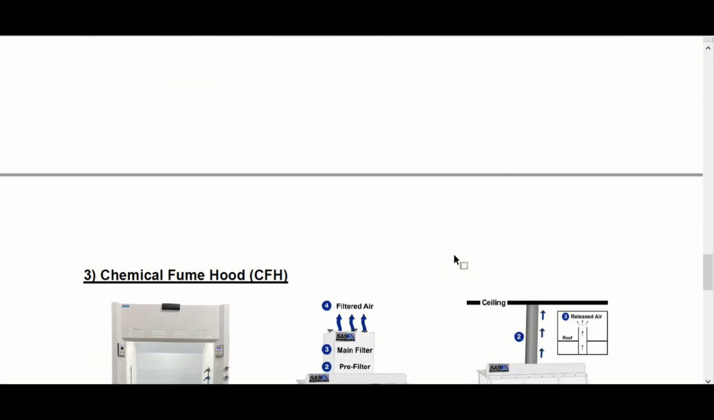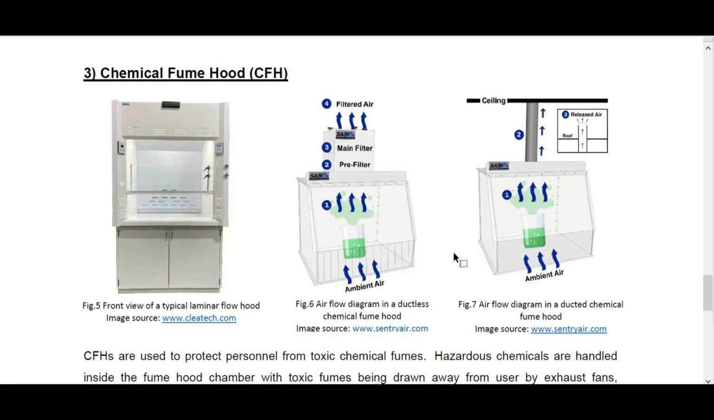Lastly is the chemical fume hood. As the name suggests, it's used for chemical experiments where the chemicals generate toxic fumes, right? Chemical fume hood, the main feature is that it has a very powerful exhaust on top. It has an exhaust system on top that's able to suck up the air upwards.